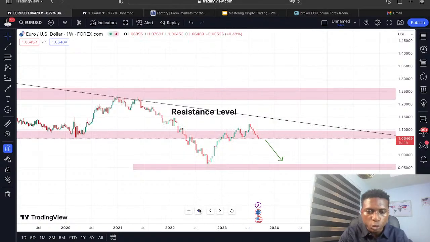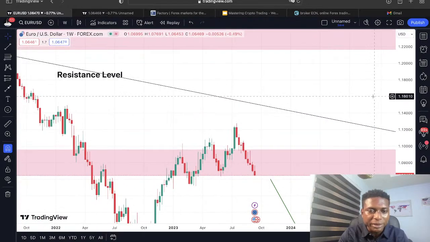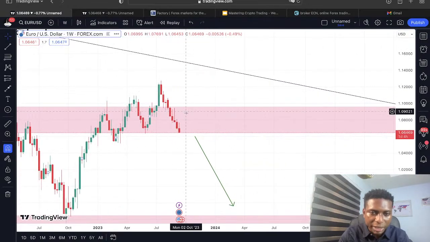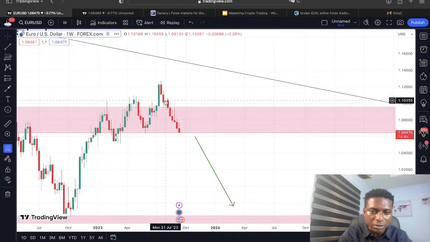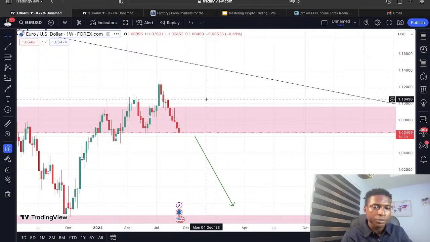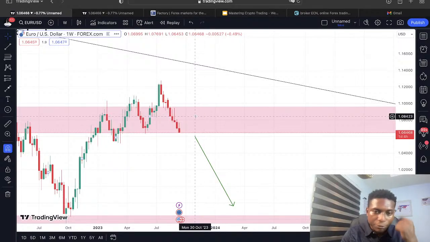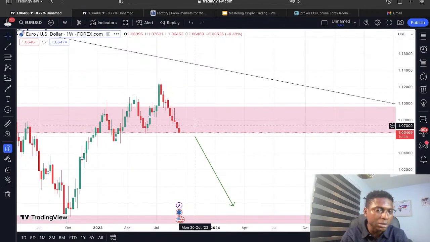If you zoom in, let's count the number of candles, because each candle on the weekly time frame represents 1 week, which is 7 days. So let's count this: 1 2 3 4 5 6 7 8 9. For the past 9 weeks, Euro USD has been falling. And of course, it has not yet come out finally from this resistance zone.